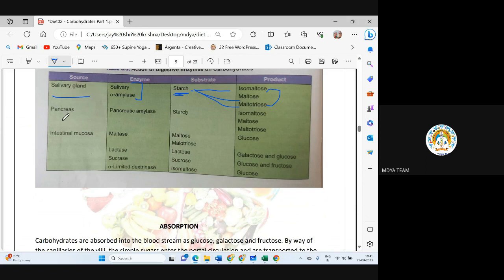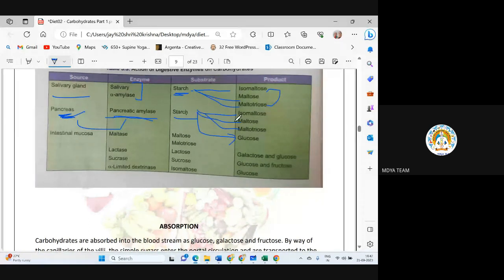So the other source of enzyme is pancreas. From pancreas, there is secretion of pancreatic amylase. This pancreatic amylase breaks down the remaining starch into isomaltose, maltose, maltotriose, and because food remains for a very long time in our small intestine, some of the starch also gets converted into glucose.